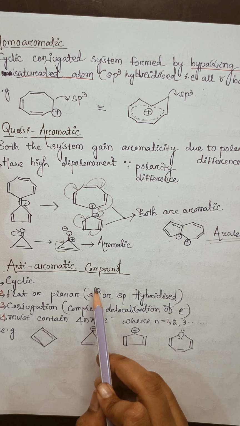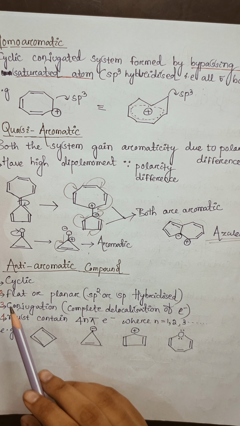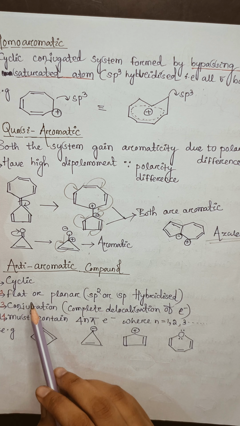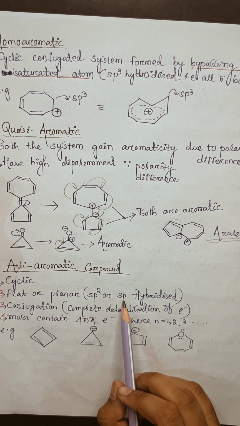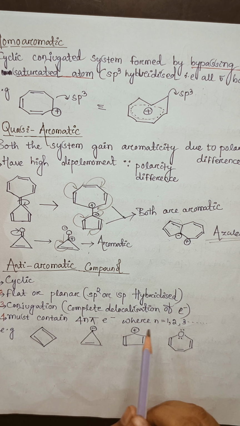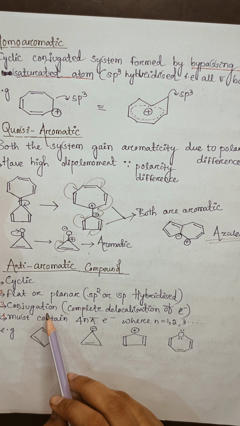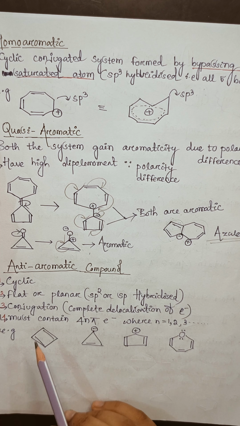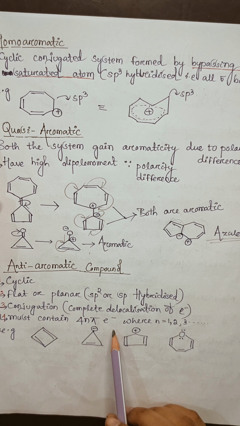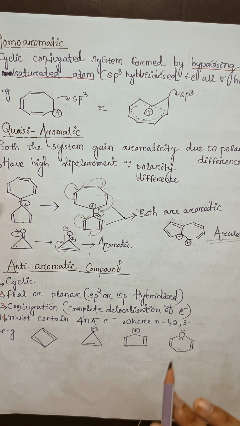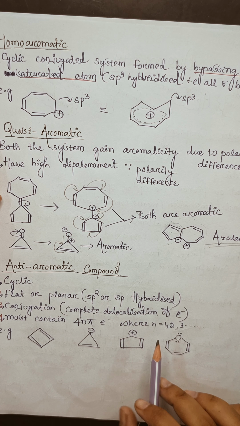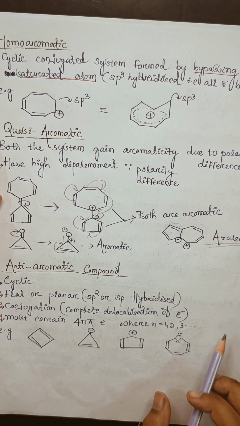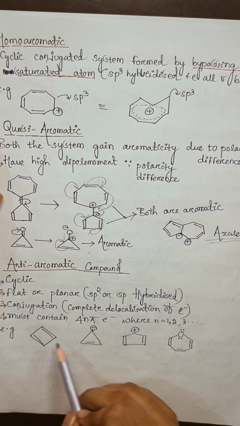Next one is anti-aromatic compound. For an anti-aromatic compound, it must be cyclic, it must be flat or planar, that is, sp2 or sp hybridized atoms are present in the system. Next one is conjugation. Conjugation means there is complete delocalization of pi electrons, but it must contain 4n pi electrons, where n equals 1, 2, 3 onwards. So here is the example.